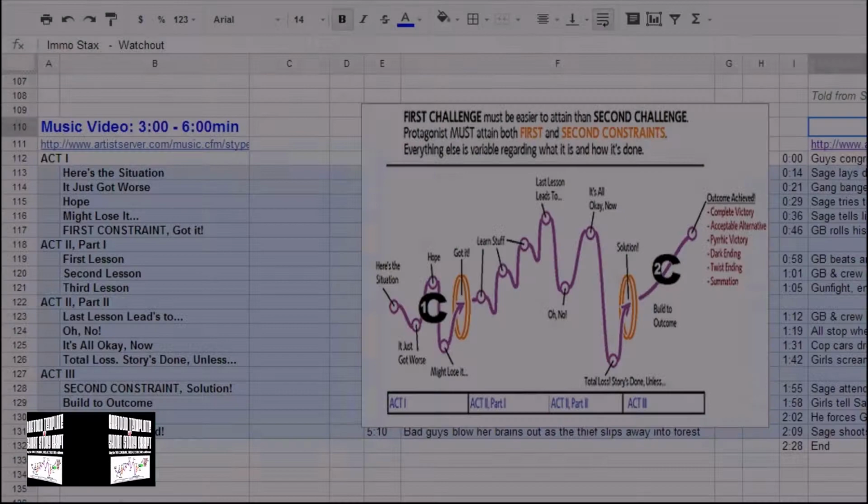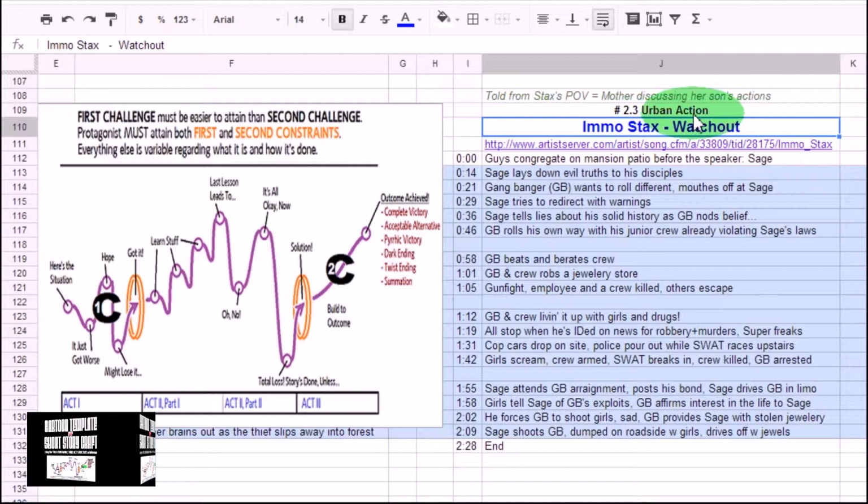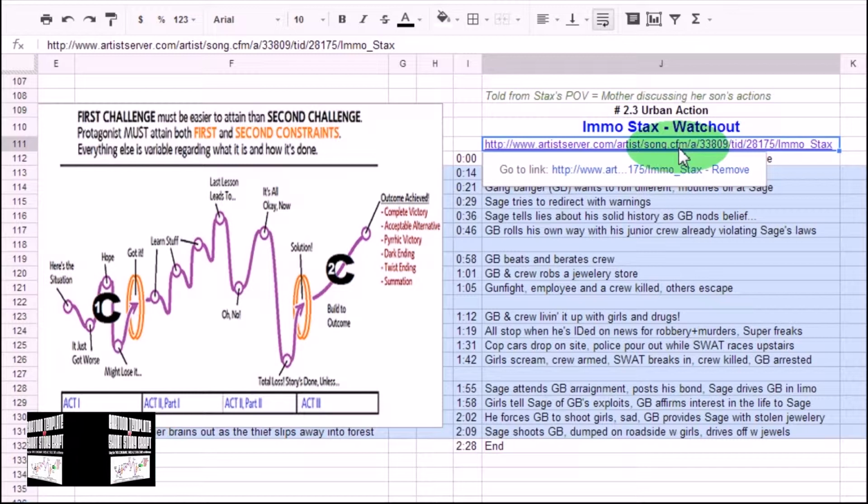The third story will be applied to a music video, typically lasting 3 to 6 minutes, but the song I ended up picking for my urban action double genre was Stax's song Watchout. I found this at artistserver.com, and it turns out to be a public domain song, allowing me the freedom to pretty much do whatever I want in the video.